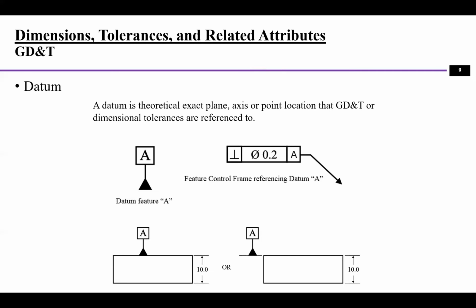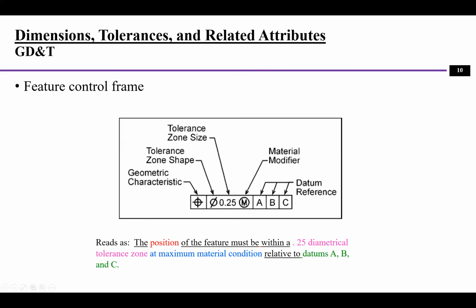For example, in this control frame, the A means datum A. Here we're gonna come to this figure and see where datum A is. Datum A is really the surface this one is talking about, right? This plane is A. And this is called a datum. It can be axes or a point or other features.